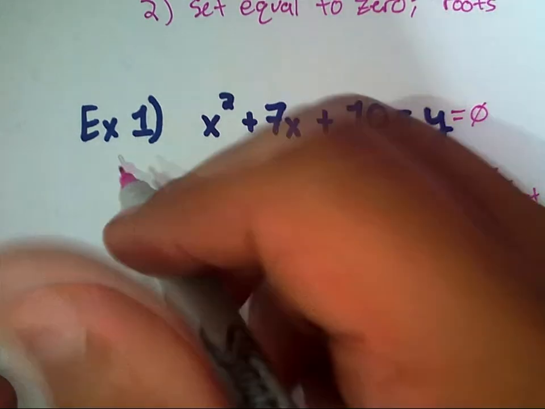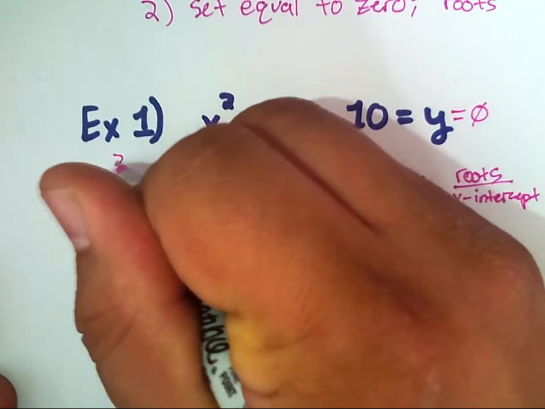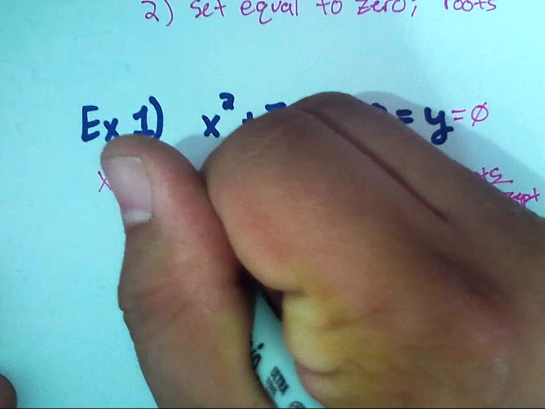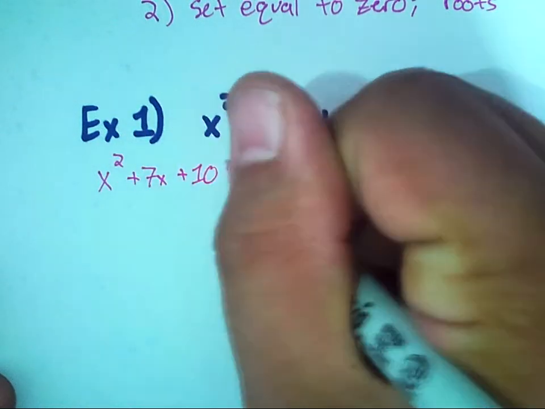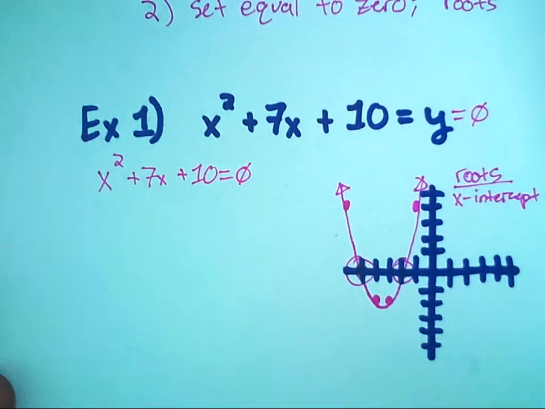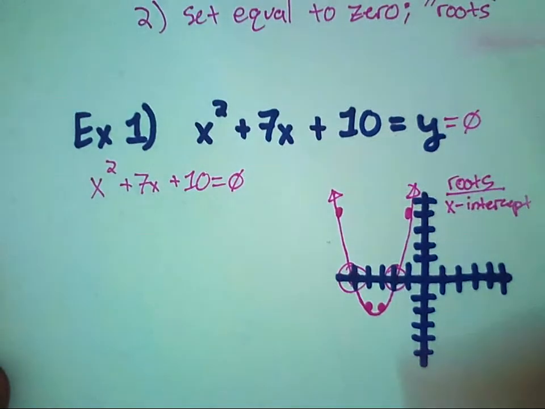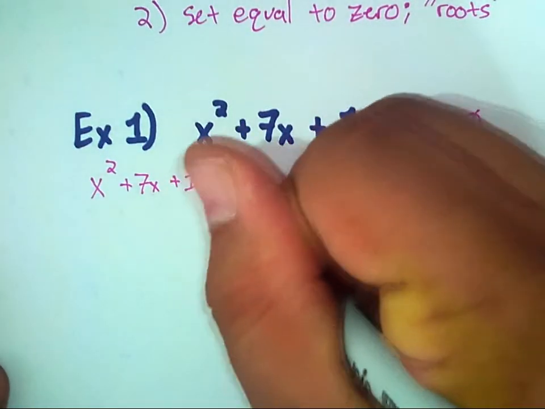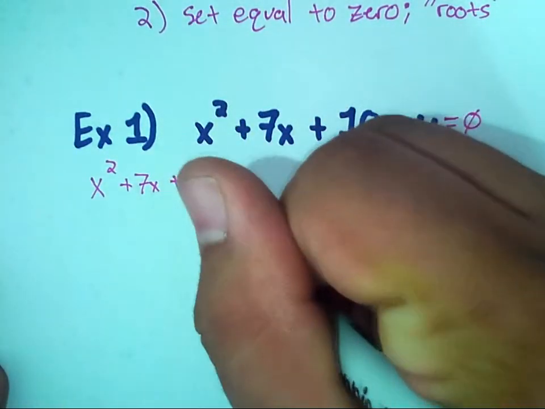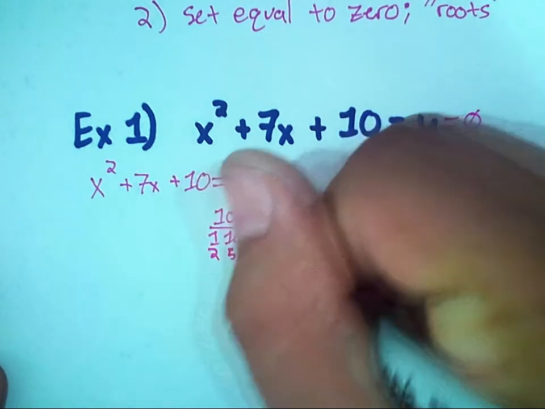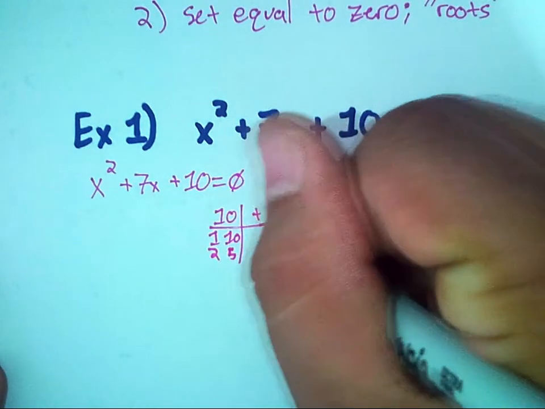So here we go. I'm going to rewrite this equation. So x squared plus 7x plus 10 equals 0. And I'm going to go ahead and do the very first step as mentioned above, and I'm going to go ahead and factor this. So I'm looking for the factors of 10. It's pretty easy. There's only 2. It's 1 and 10, 2 and 5. And the number I'm looking for in the middle is 7.